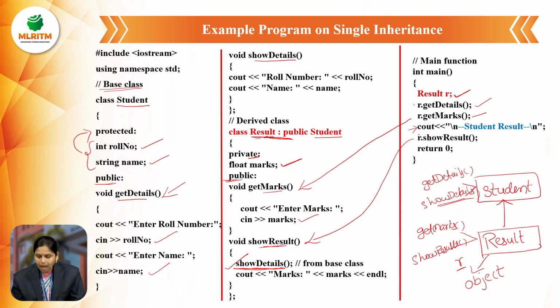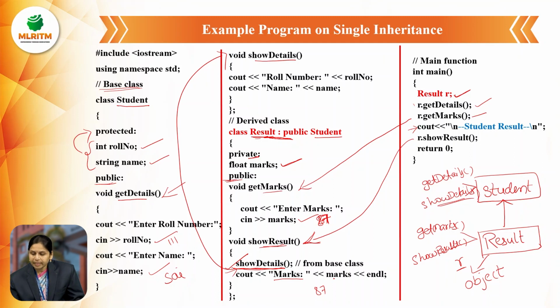By using this object r dot show result, the control directly goes to the show result method. In that we are calling the parent class method, that is show details. It executes and prints roll number and name. For example, here roll number is 111 and the name is Sai. These 2 values are printed on the monitor. Next, after the execution, control goes back to the previous location and here cout prints marks. Whatever marks we have read, for example 87, are printed on the monitor.